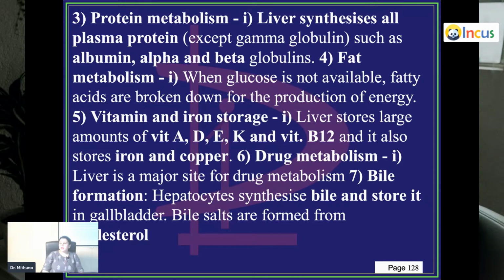Vitamin and iron storage: the liver stores large amounts of ADEK. What is ADEK? ADEK are all the fat soluble vitamins. All the B vitamins are water soluble. So ADEK and vitamin B12 are also stored. Even folic acid, B9, is stored, along with minerals such as iron and copper. Drug metabolism also takes place.